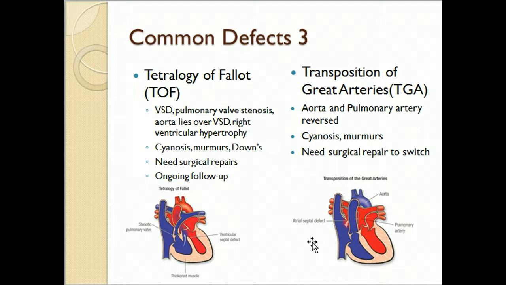You have pulmonary valve stenosis. So the pulmonary valve is narrowed, so that leads to blood flow being impaired. Aorta lies over the ventricular septal defect, and as a result of all of that, the right ventricle hypertrophies, but not in a good way. Hypertrophy makes the heart not pump blood very efficiently. So it's usually going to need surgical repairs, oftentimes multiple repairs, surgeries, and ongoing follow-up.